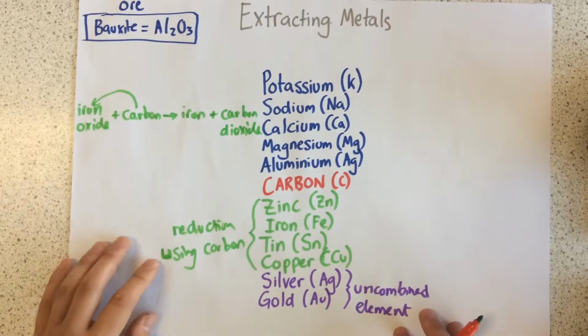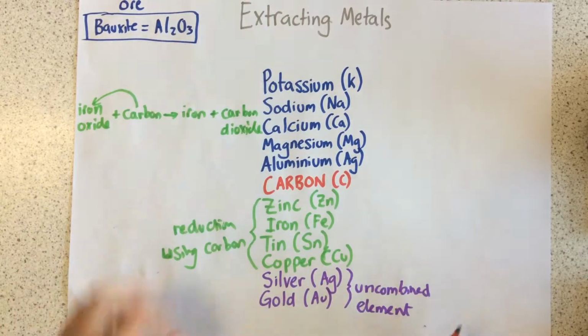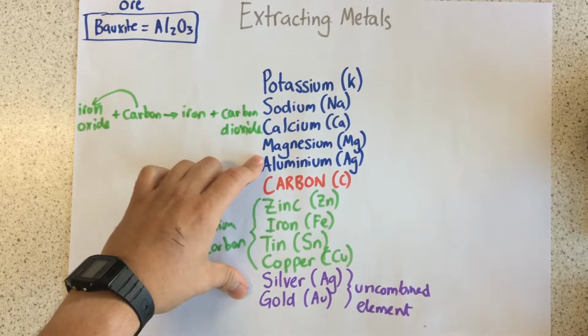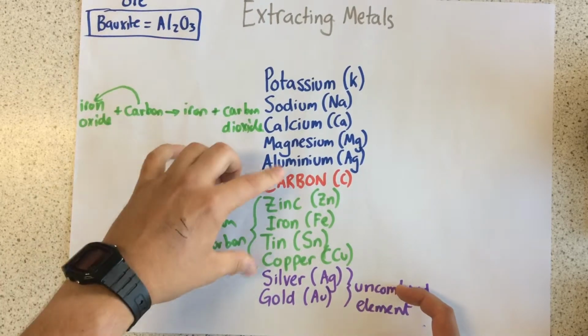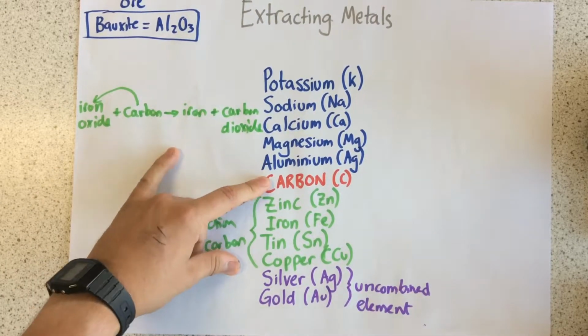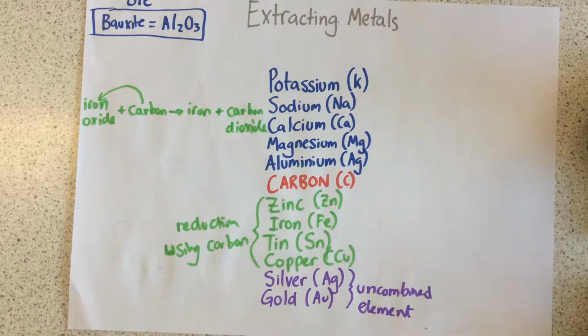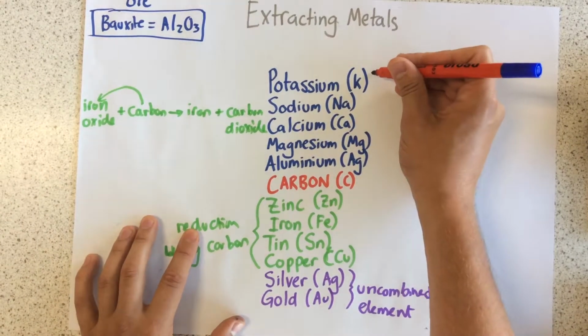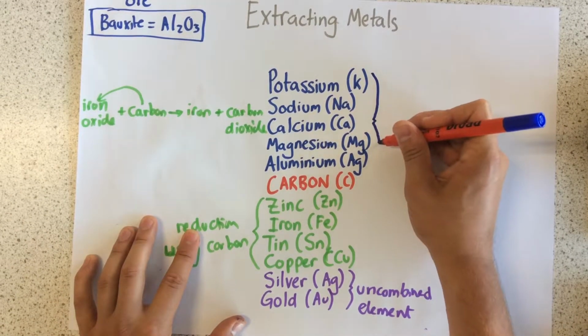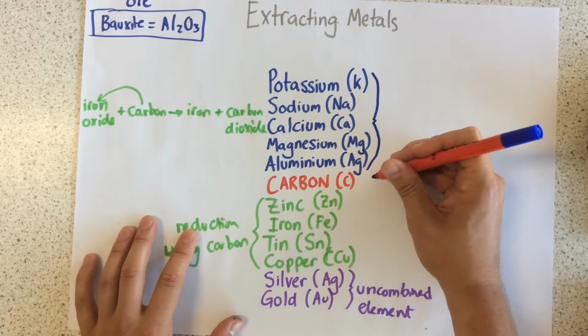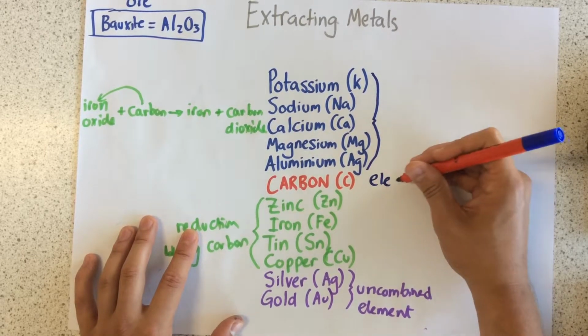Now, like I said, this can't happen with all of the different metals or metal ores from the reactivity series. If I have a look, for example, at aluminium, bauxite, it's more reactive than carbon. So if I tried to do this, there would be no reaction at all. So for these metals, we need a different strategy. For these metals that are more reactive than carbon, we need to use electrolysis.